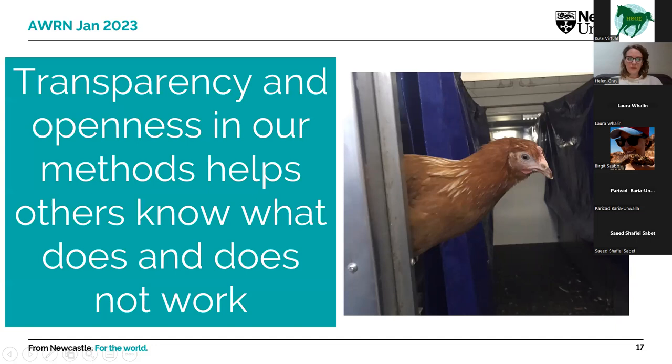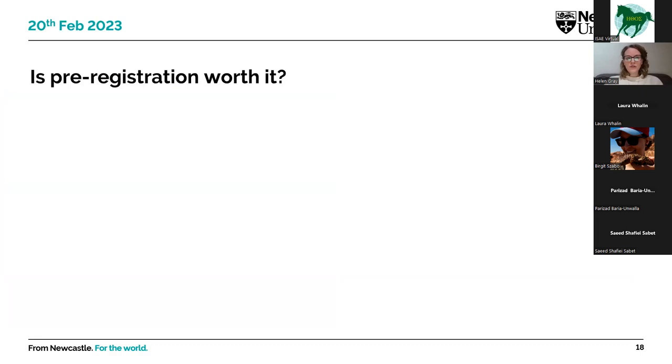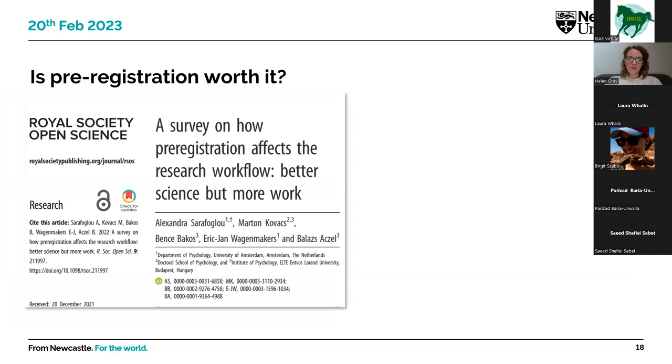So being transparent and open in our methods is not only good scientific practice, but it also helps others to know what does and does not work. So housing our hens in this way didn't work, and maybe others could avoid doing that in the future by me being open about how it didn't work. So to provide a balanced argument, I want to just quickly touch on whether pre-registration is worth it. There's been a couple of papers now looking at this. So a survey on pre-registration affecting research workflow. To sum up, there was better science, but it was more work. It takes more time.